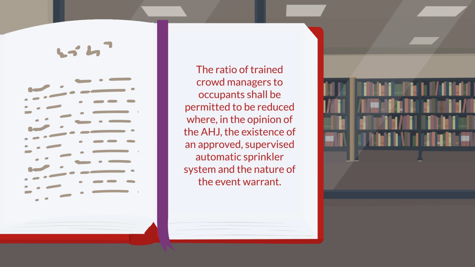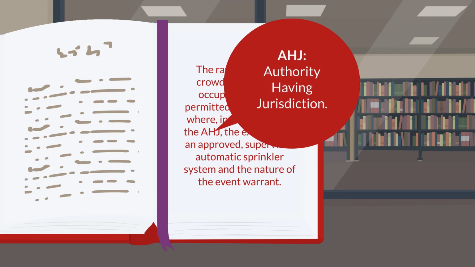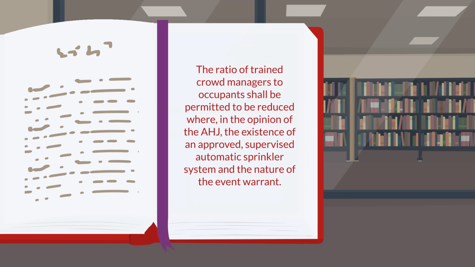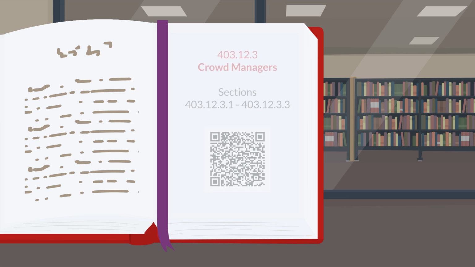The ratio of the trained crowd manager to occupants shall be permitted to be reduced where, in the opinion of the AHJ, authority having jurisdiction, the existence of an improved supervised automatic sprinkler system and the nature of the events warrant.